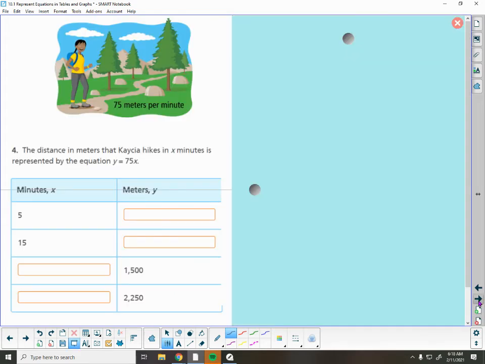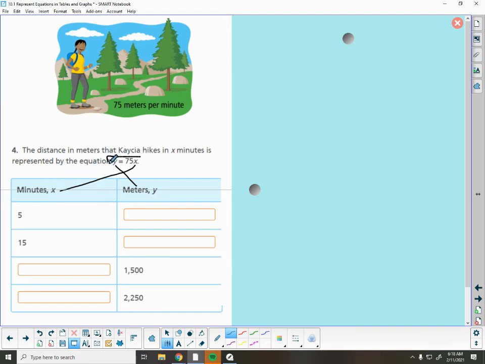So task 4 here tells us the distance in meters that Keisha hikes in X minutes is represented by the equation Y equals 75X. So we can see our total here, and they're doing 75 meters per minute. So they're doing 75 meters every minute, and then how many total meters will depend on how many minutes they choose to walk.